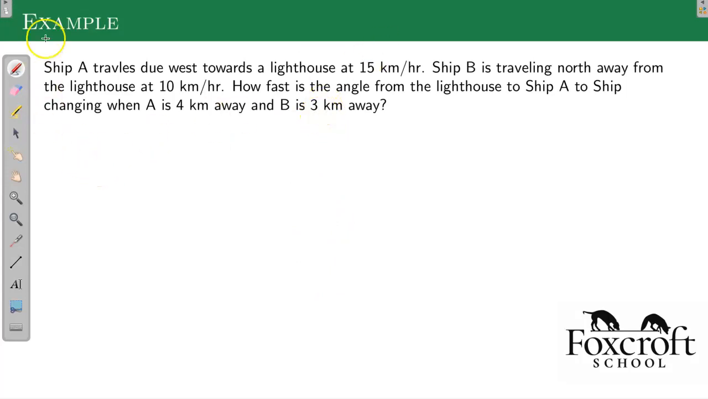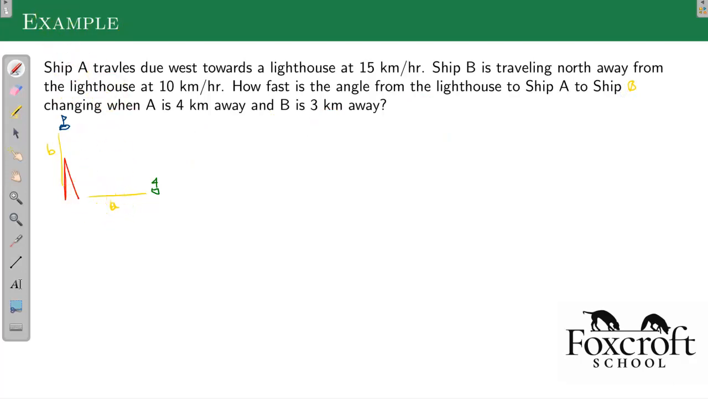All right, so this one is the same scenario as the first one, but a slightly different question. We still have our boats. We have our distances away. Oops, we'll call this A and this B. But this question is, how fast is the angle from the lighthouse to ship A to ship B changing? I think this should be a B here, ship B.